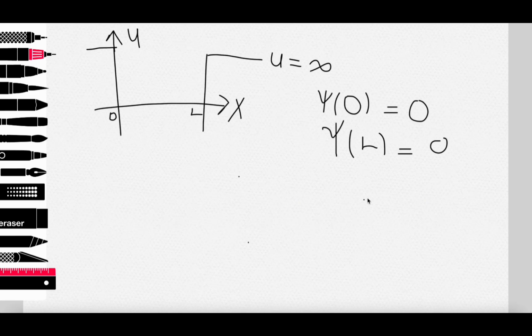Welcome back to this video, to the second part of the video lecture about a particle trapped in a one-dimensional box. As we've previously left off, we have derived some of our boundary conditions right here: the fact that the wave function is equal to 0 at x equals 0 and x equals L.